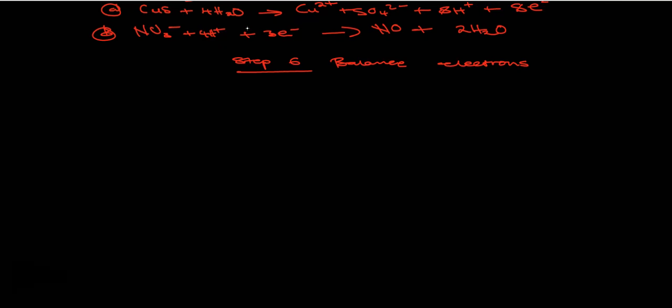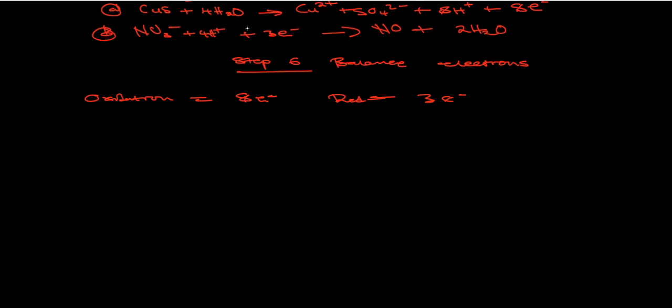Here in the oxidation half reaction we had 8 electrons. Now, in the other, in the reduction, we have 3 electrons. How are we going to balance electrons? So what we do is this.